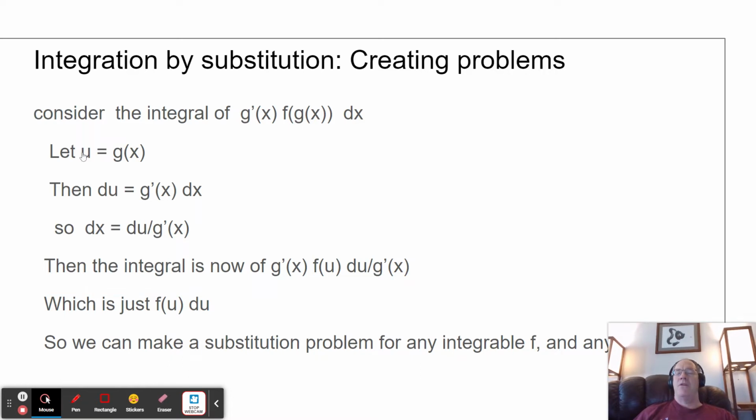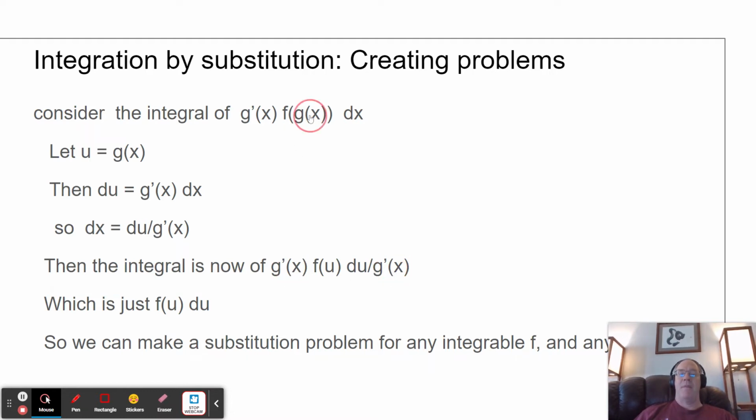If we let u equal g of x, then du is g prime of x dx, and therefore dx is du divided by the derivative. That means that when we do the substitution into this particular form, we already have the derivative here, and so f of g of x becomes f of u du divided by g prime of x, and so the g primes cancel.